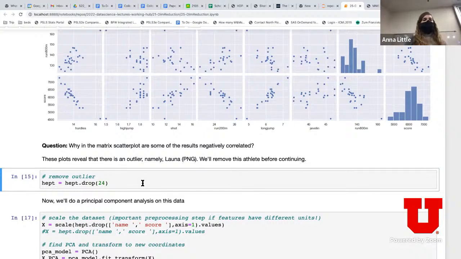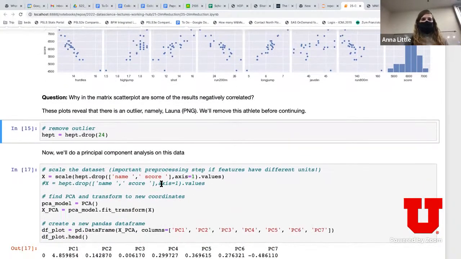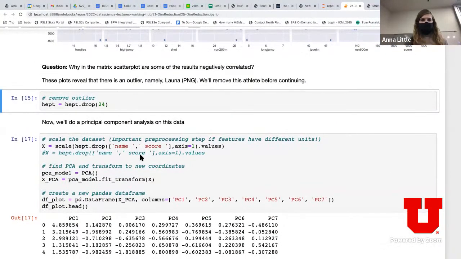This is maybe a good thing to try. Sometimes it's good to do the analysis with and without the outliers, but it's good to be aware that they may have a big impact upon results. So you might want to try it both ways, and then make a note that you decided, if you do so decide, that it was best to take it out. Okay, so we're going to remove the outlier, and then we'll get rid of the name and the score columns, because we don't want to keep those as our features. We just want the 7 events.